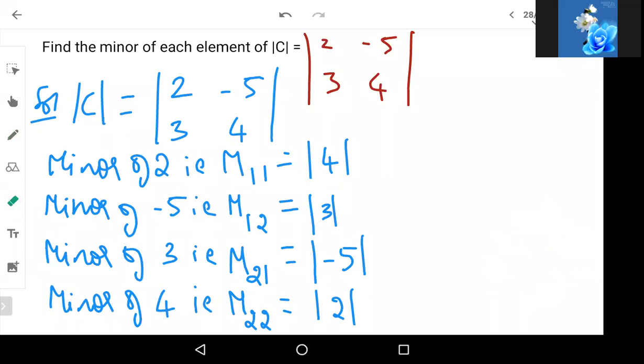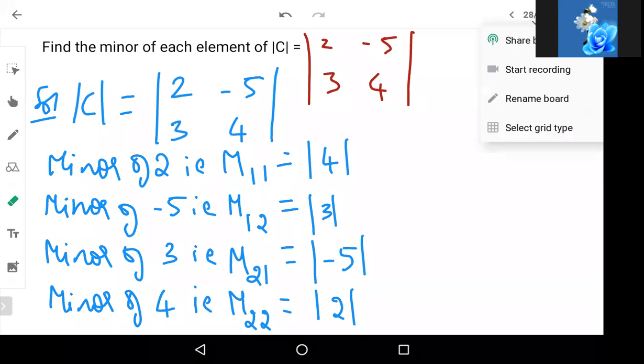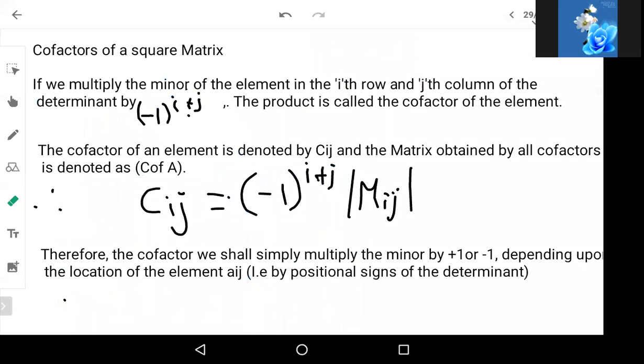Understood minor? Any doubts in this? Everybody understood, right? Very good. Okay. So I shall send you a few practice problems. You can go through the practice problems and solve them. Send me back the answers, or I will send you the answers where you can check them.